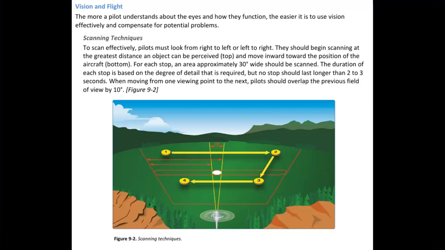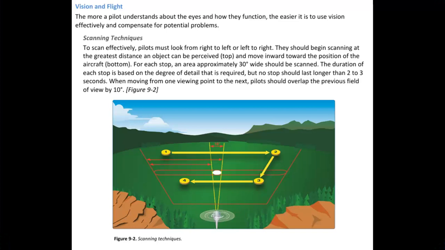If you go into the remote pilot study guide used by the pilots when they were taking their test, it's also a good idea for visual observers to get a hold of it, because there's good information in there for you to learn, and a remote pilot can point it out to you. One of those sections is found right here in figure 9.2, vision in flight. The more a pilot understands about the eyes and how they function, as well as a visual observer, the easier it is to use vision effectively and compensate for potential problems.